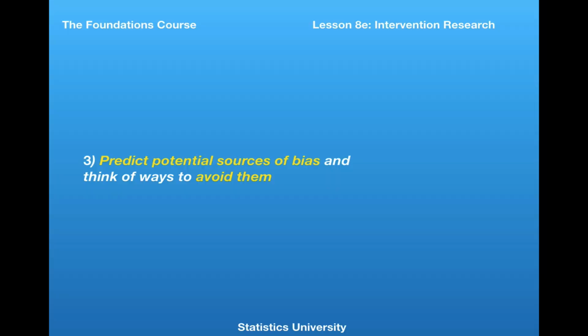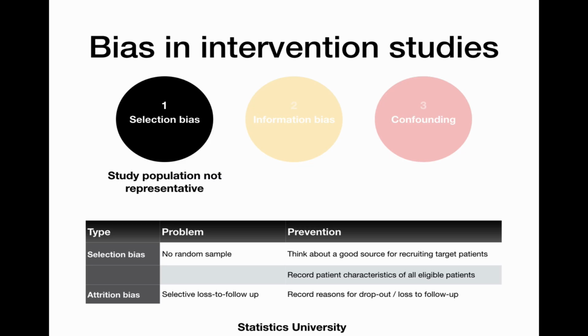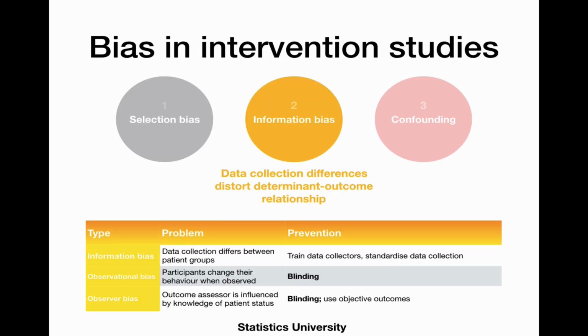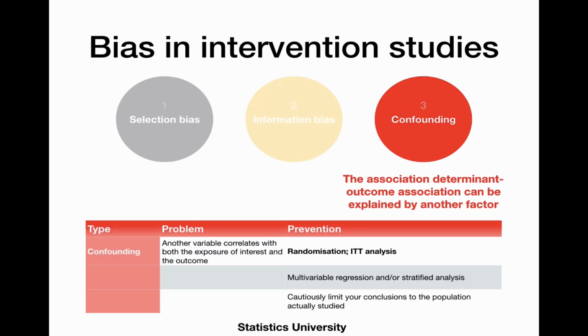All right, that's the basics of trial designs. Now let's move on with the third GCR approach principle, and that is to predict potential sources of bias and think of ways to avoid them. Again, we have extensively discussed this in the formal lesson, so I'll sort of fly through it. Selection bias, information bias, and confounding play a role in intervention studies, and we have different remedies for them. Blinding is an important one to prevent information bias, whereas randomization is an important one to prevent confounding.